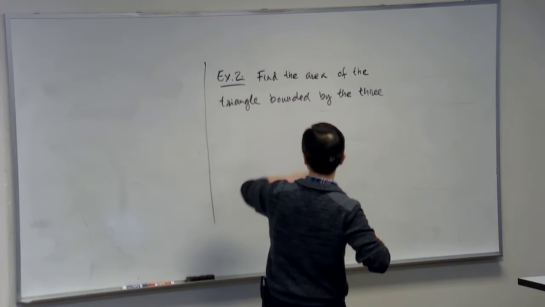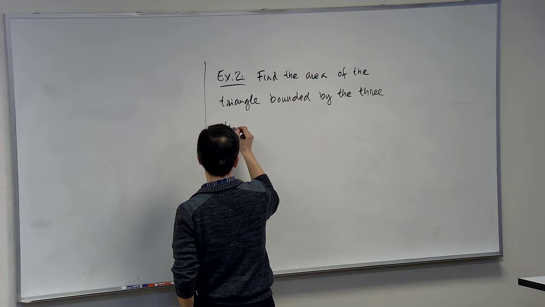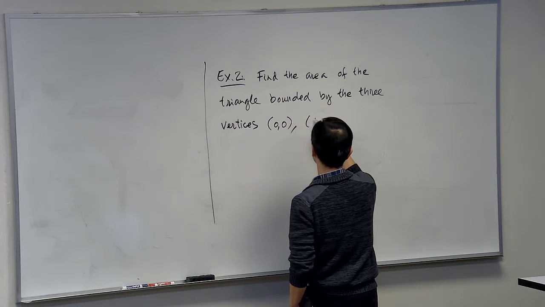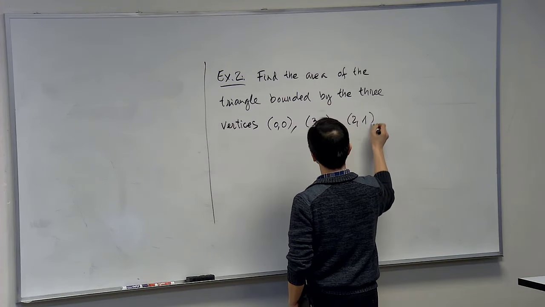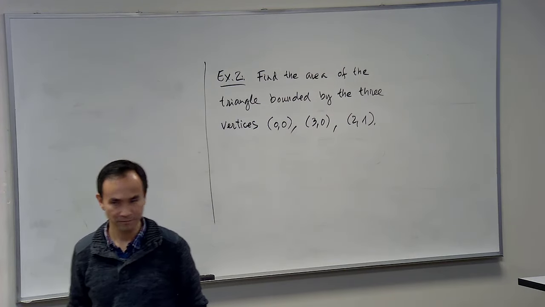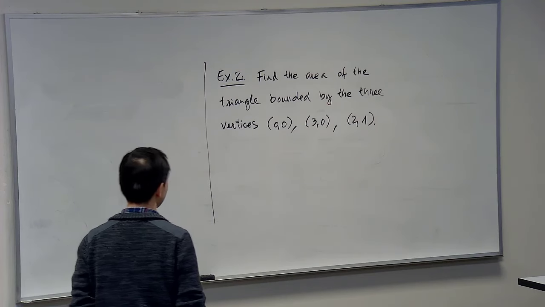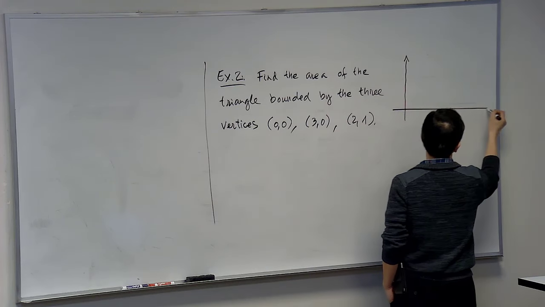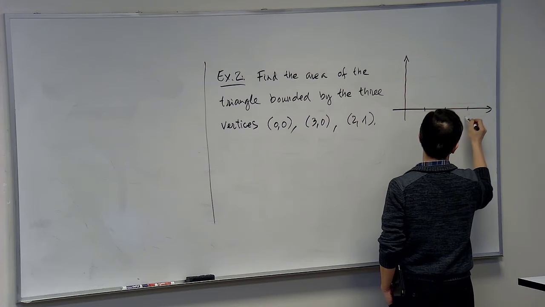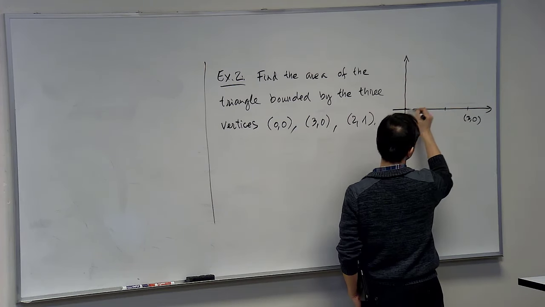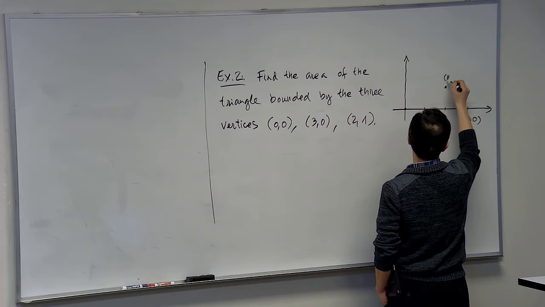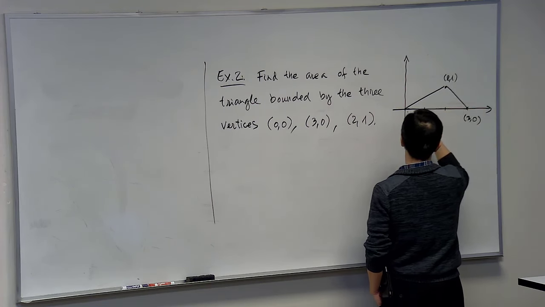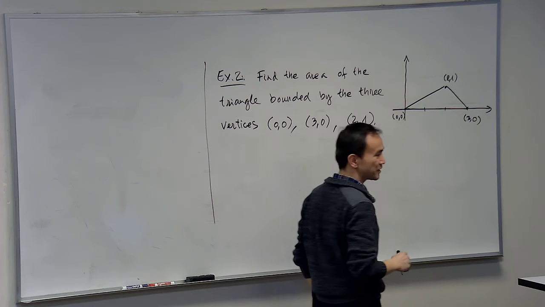Example 2 right here. We still want to find the area of a triangle, right, bounded by the 3 vertices. This time, how about one vertex at 0, 0, another one at 3, 0, and one at 2, 1. Right here in this small space, there's good enough room for me to draw a picture. 0, 0 is of course here, 2, 1 is up here. So we got a triangle again, bounded by these 3 vertices. We good with that then?